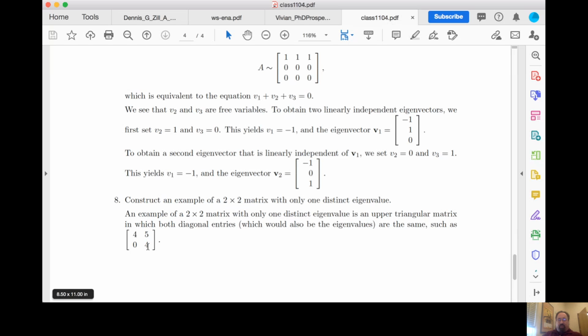And then it doesn't really matter what you put after that. If you're going to make it upper triangular, you have to have a 0 down here. And then you can put anything you want up here in the row 1, column 2 position. So I just put a 5. So this is an example of a 2x2 matrix where the eigenvalues come from the diagonal because it's triangular. And since both diagonal entries are the same, there's only that one value as the one and only distinct eigenvalue.